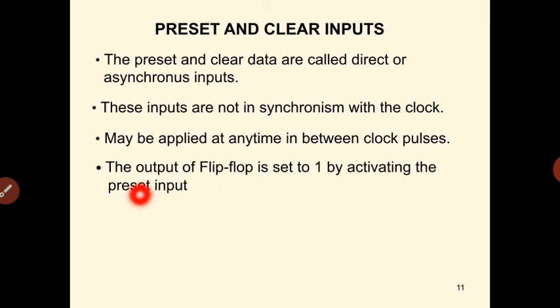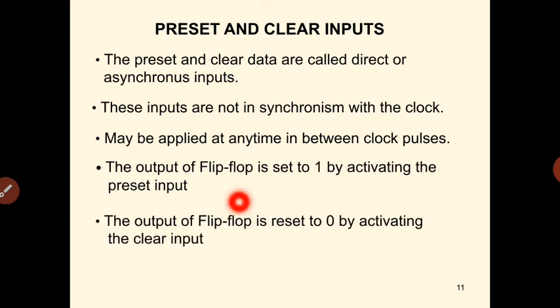Whenever the preset input is activated, the output of the flip-flop should be equal to 1 irrespective of its input combination and irrespective of the application of clock pulse. That you need to remember. Irrespective of the application of clock pulse or the input combinations applied at that flip-flop, if you are activating the preset input, the output will always be equal to 1. Similarly, the output of the flip-flop is reset to 0 by activating the clear input.